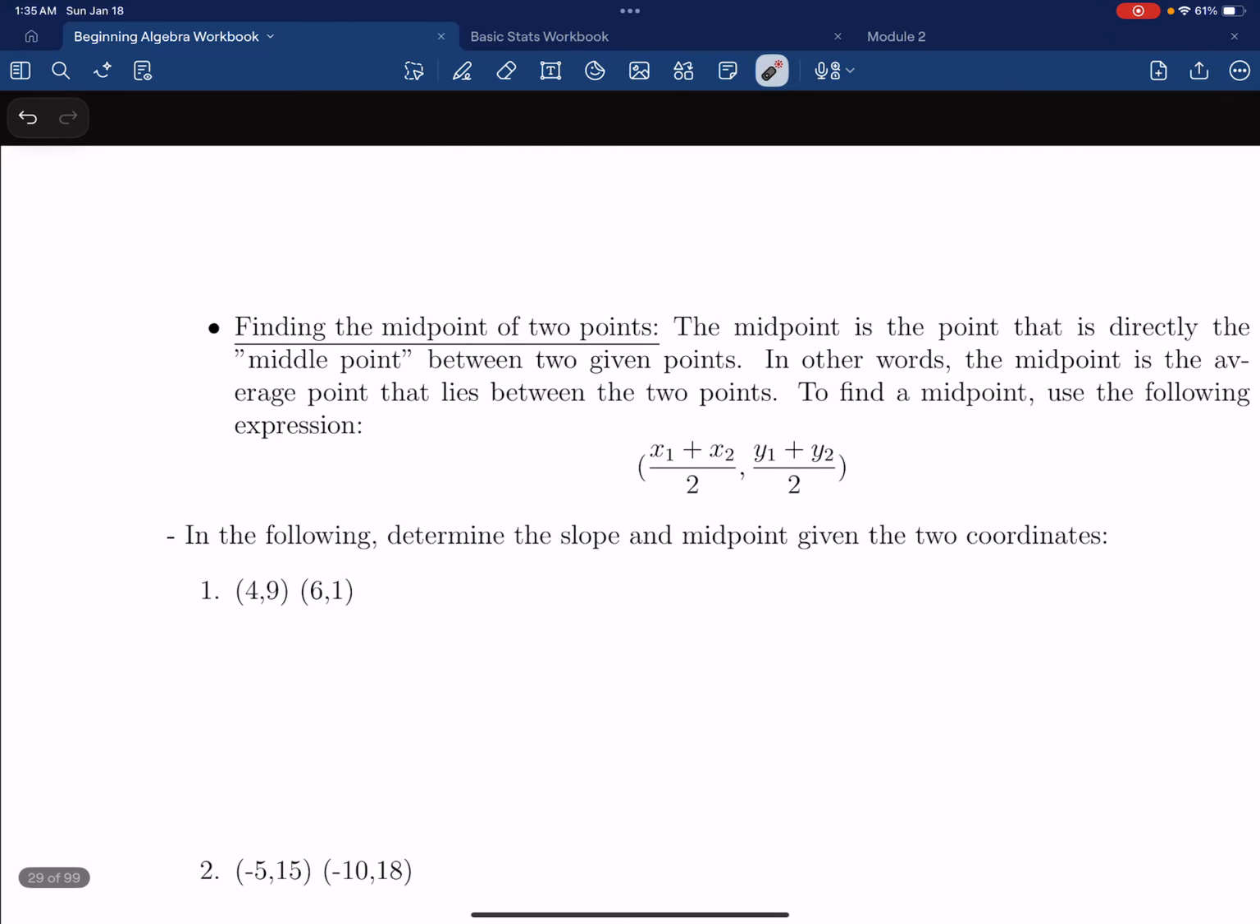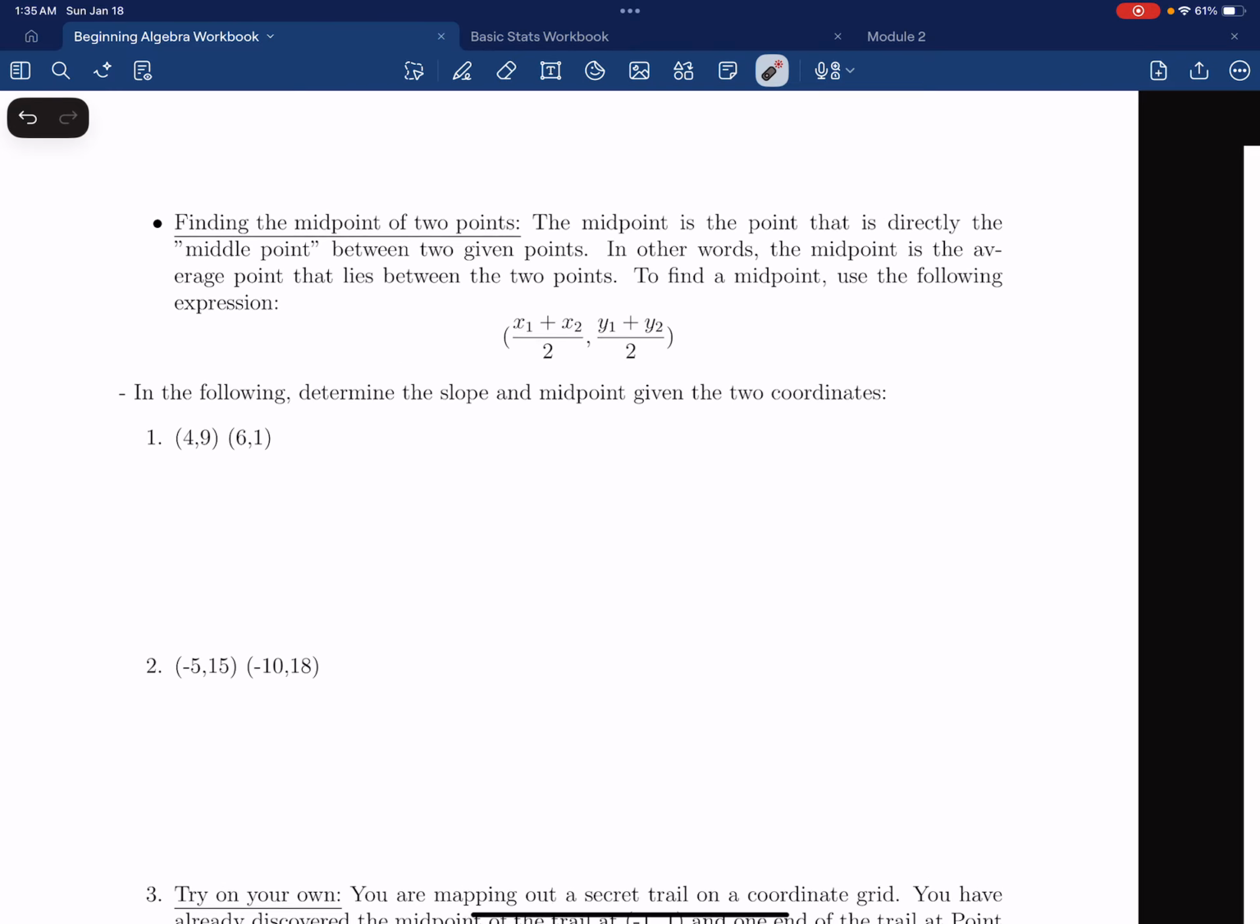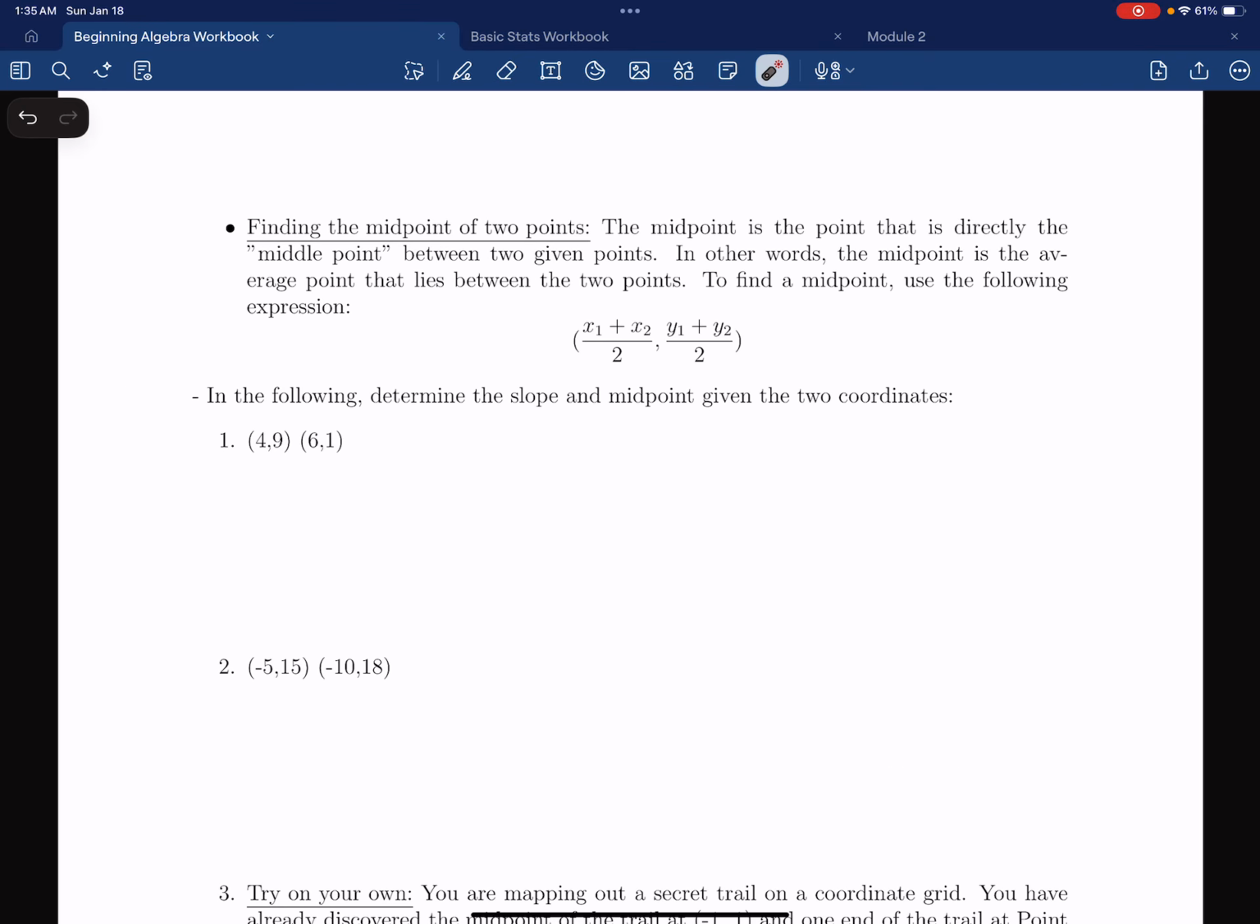And then the other thing we're going to be doing in this section is something called the midpoint. Now the midpoint is the point that is directly the middle point between 2 given points. In other words, the midpoint is the average point that lies between 2 given points.